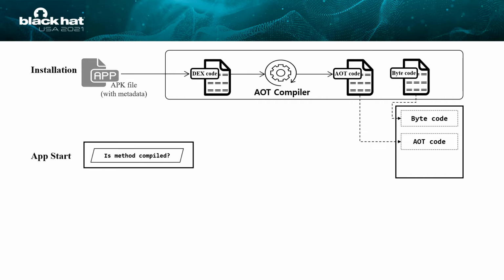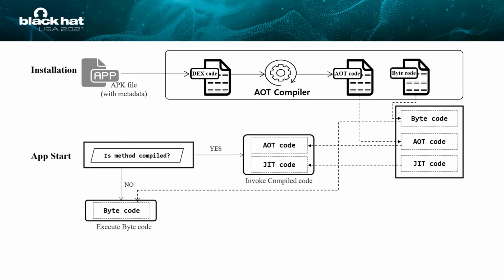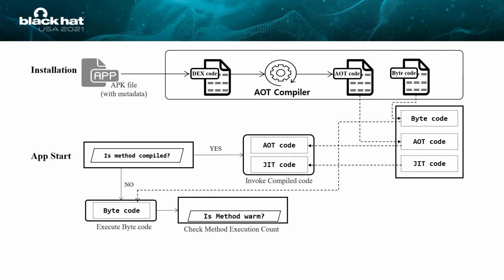Second, when you execute the app, ART checks whether the code of the running method is compiled or not. If the code is already compiled by JIT or AOT, it directly calls the code loaded in memory and executes it immediately. If this code is still bytecode, the interpreter executes it and increases the method execution counter. If the counter of the method continues to increase and it becomes warm, the profile information such as the number of method executions is saved in the device as a file.